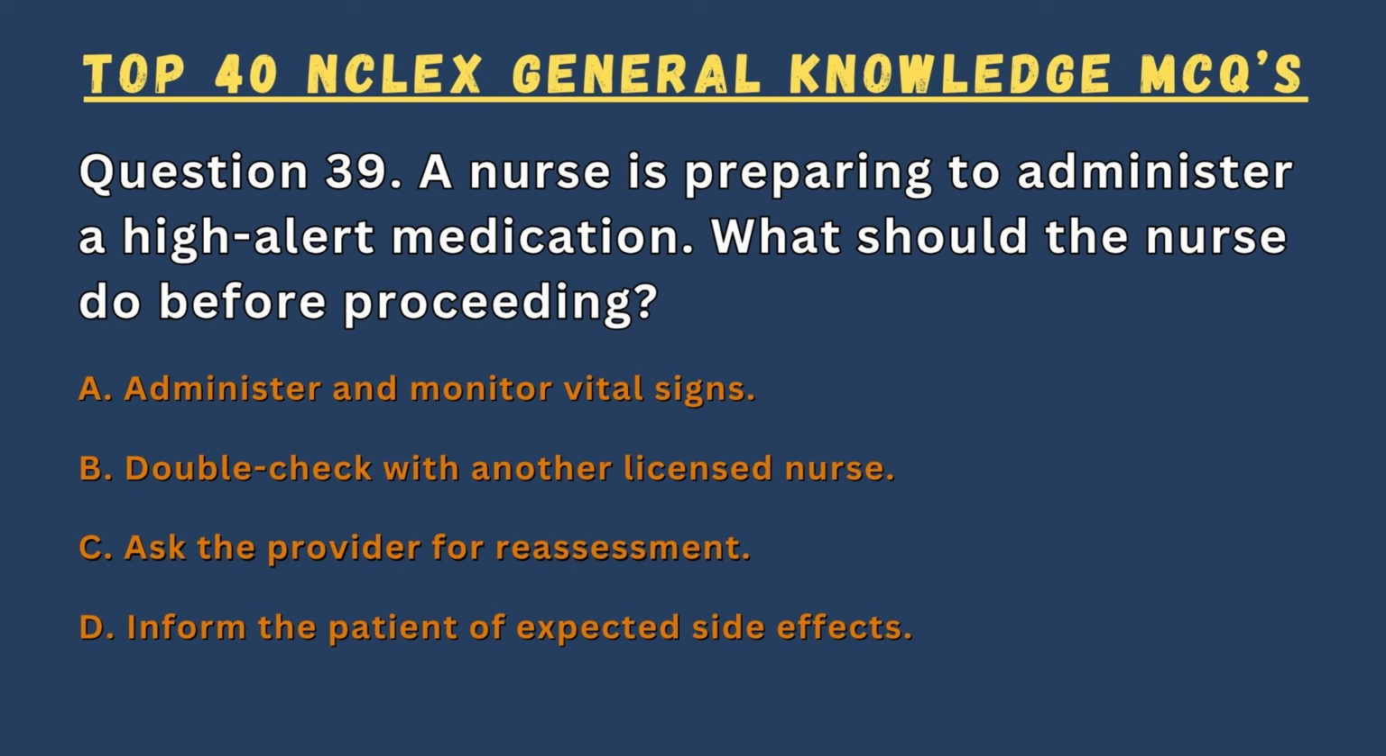Question 39. A nurse is preparing to administer a high-alert medication. What should the nurse do before proceeding? A. Administer and monitor vital signs. B. Double-check with another licensed nurse. C. Ask the provider for reassessment. D. Inform the patient of expected side effects.